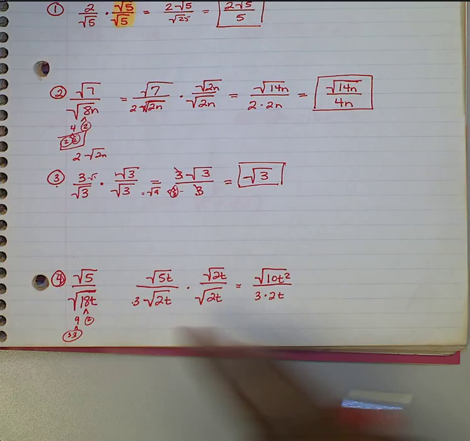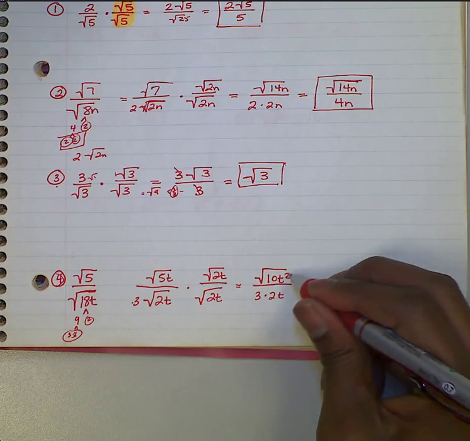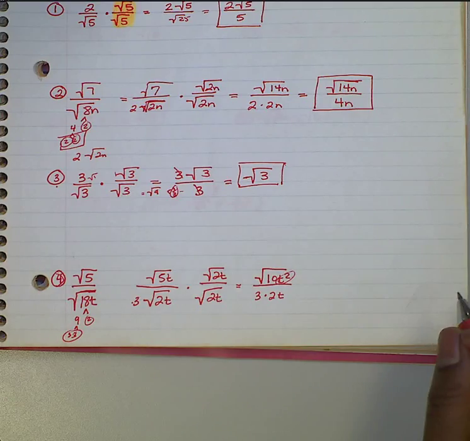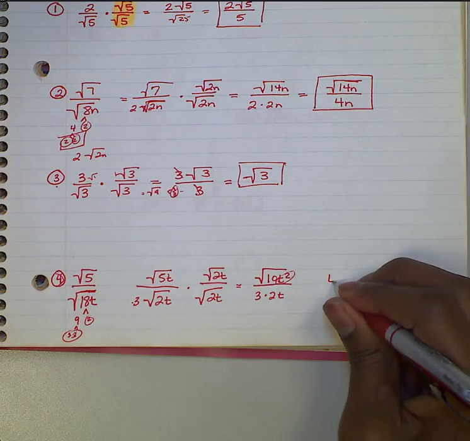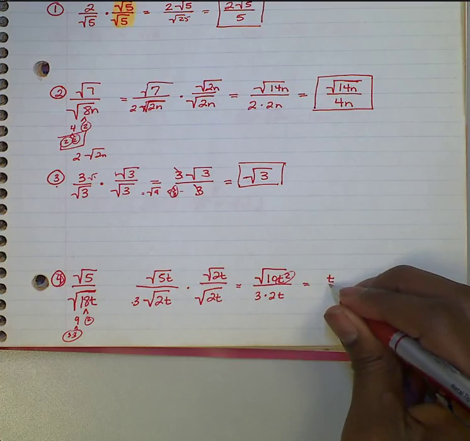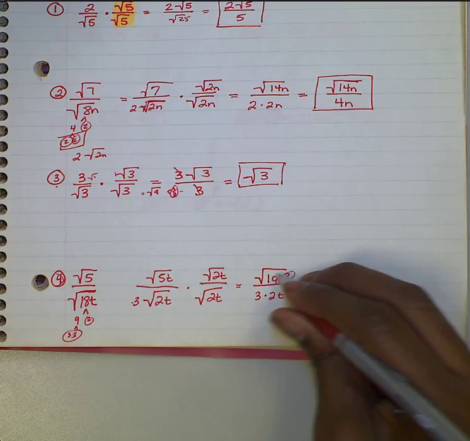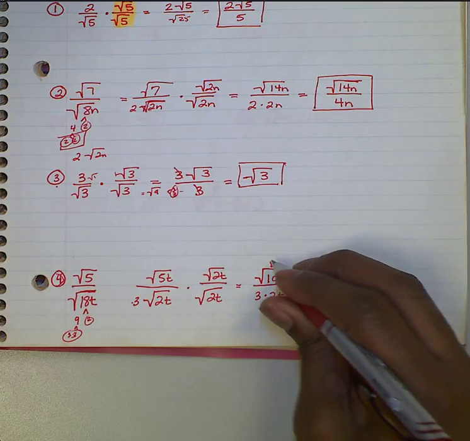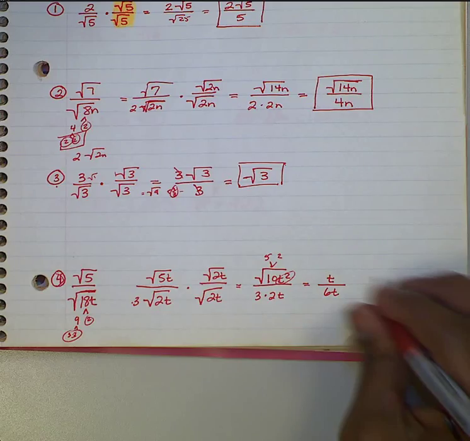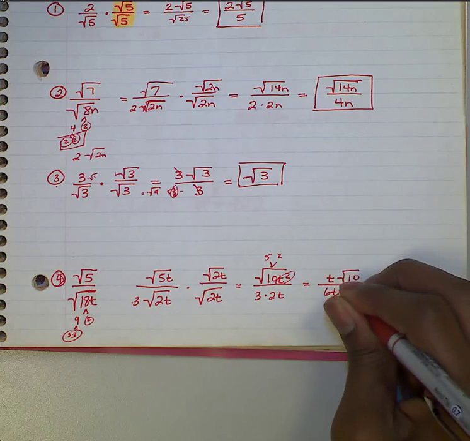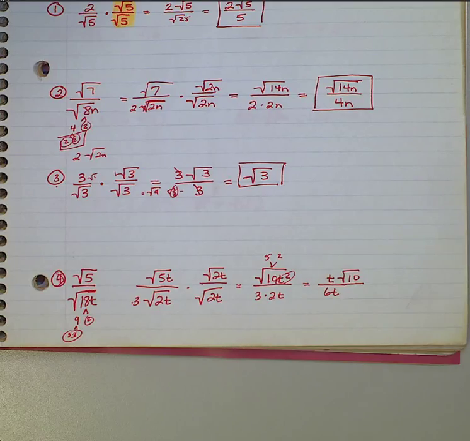Okay. My numerator, I notice I have a squared variable. Okay, I know I can take that out. It's t. 6t. Okay, in my numerator, I have 10. If I break that down, that's 5 and 2. No pairs there, so 10 just stays inside. So t radical 10 over 6t.